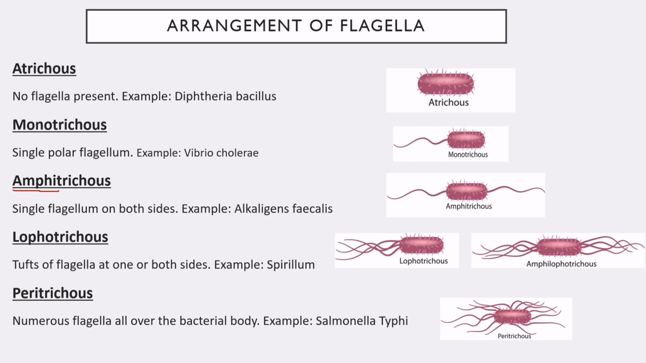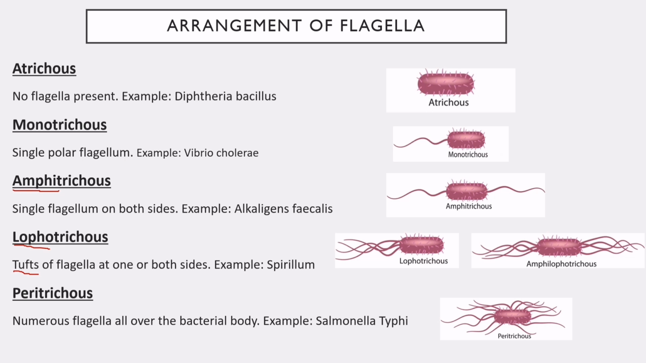Then lopho means tuft. Lopho means tuft of flagella. So the tuft could be present at one end or it could be present at both ends. And for simplification, you can also call it amphilophotrichous, because amphi means both ends and lopho means tuft. But basically, we can say lophotrichous means a tuft of flagella present at one or both polar sides of the bacteria.